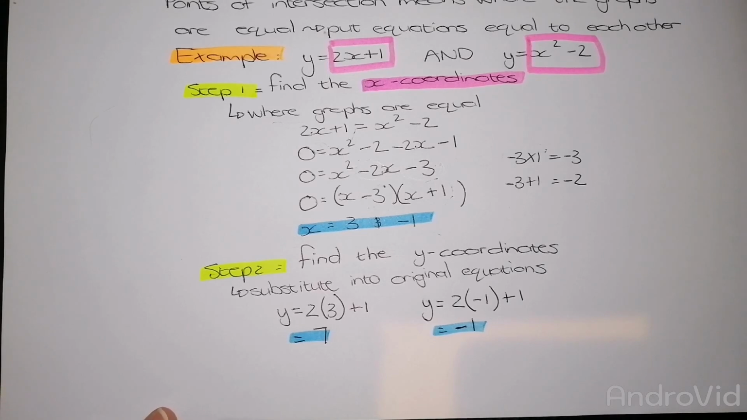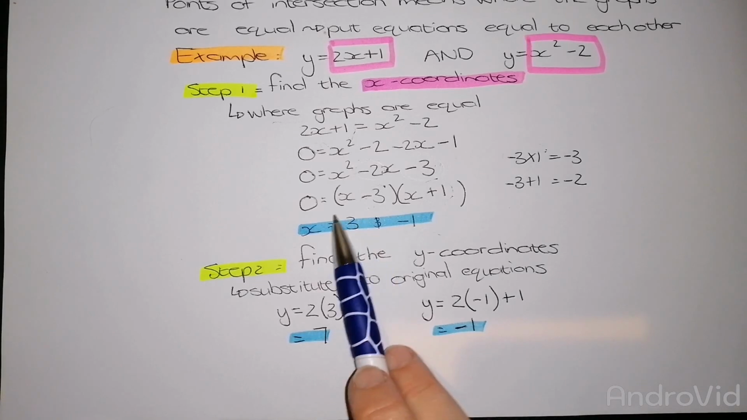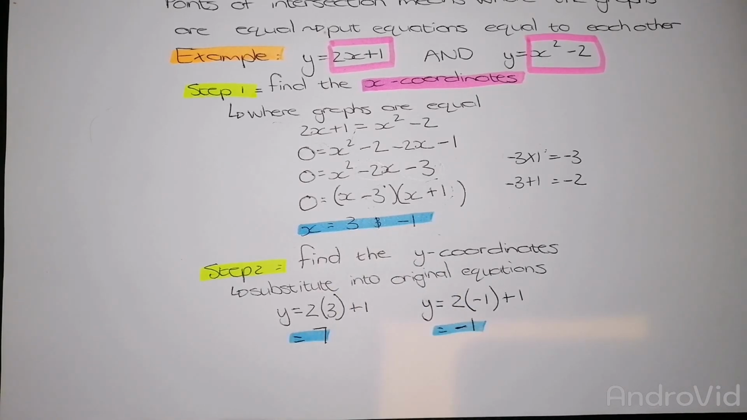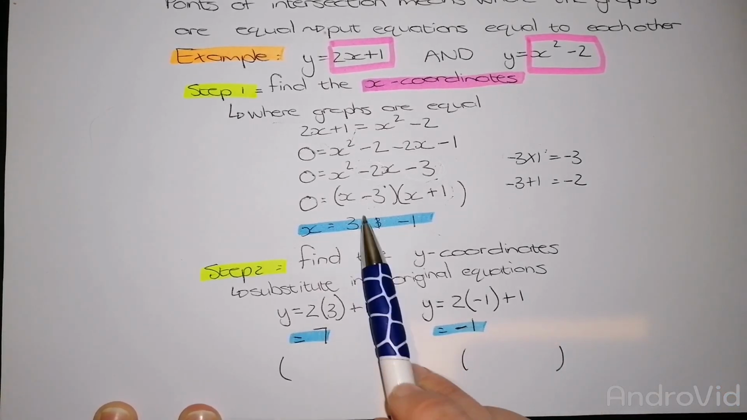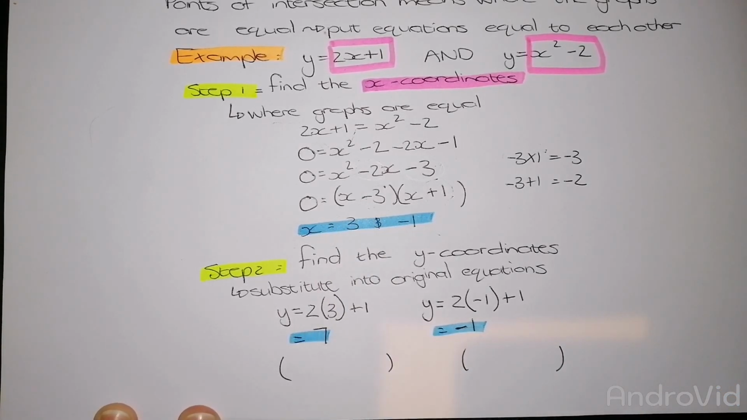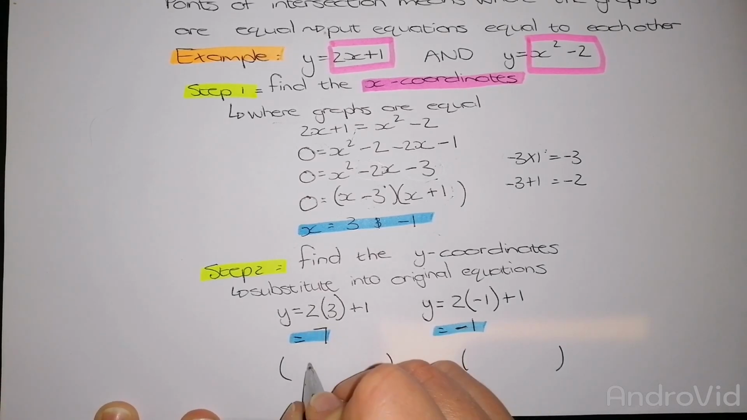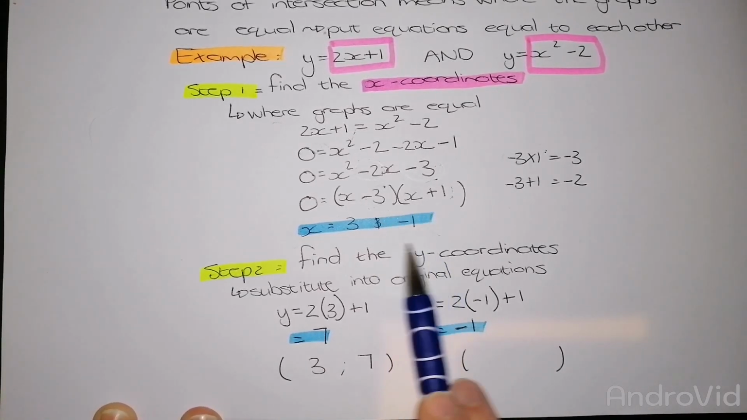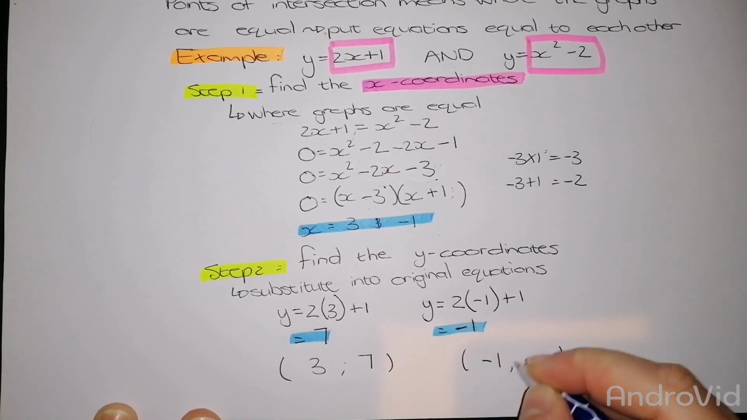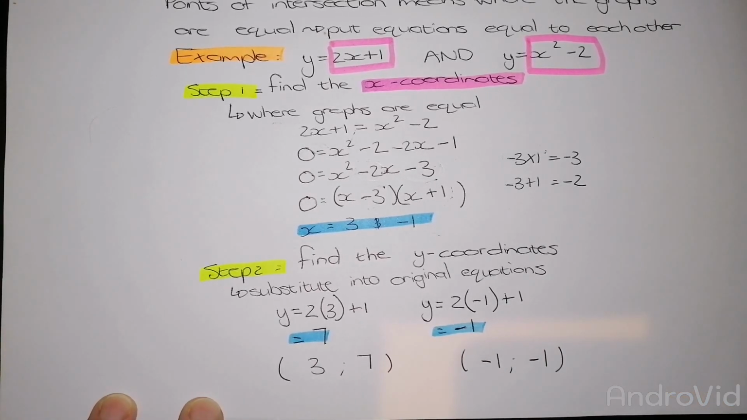Like we said right at the start, our final answer has to be in 2 coordinates. The only thing left to do is place these x's and y's in the correct coordinates. So I'm going to have my 2 brackets for my coordinates. Please make sure that you use the correct x and y values together. I have used 3 for the x and 7 here. Therefore, my first point of intersection is 3 and 7. And my second point of intersection is at -1 and -1. And that is how you find the points of intersection for a straight line and a parabola.